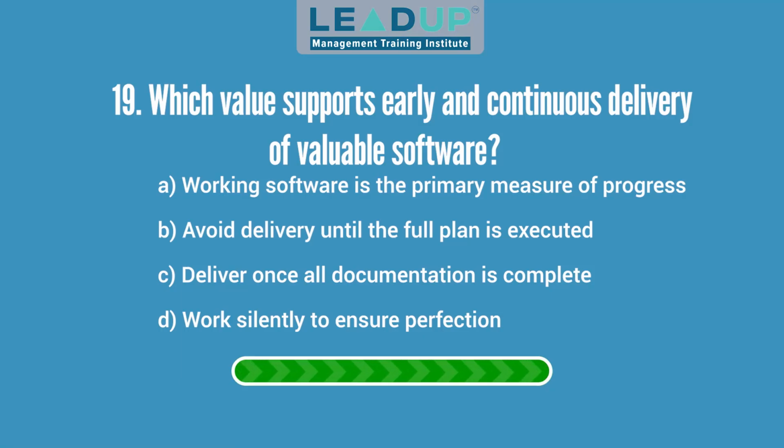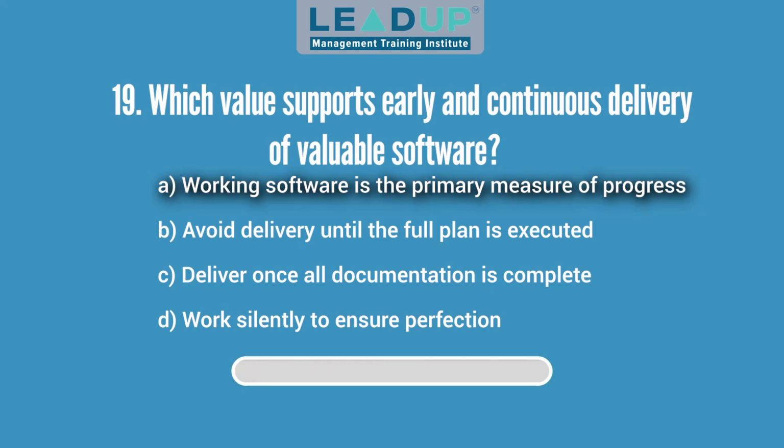Question 19. Which value supports early and continuous delivery of valuable software? A. Working software is the primary measure of progress. B. Avoid delivery until the full plan is executed. C. Deliver once all documentation is complete. And D. Work silently to ensure perfection. Answer: working software is the primary measure of progress.